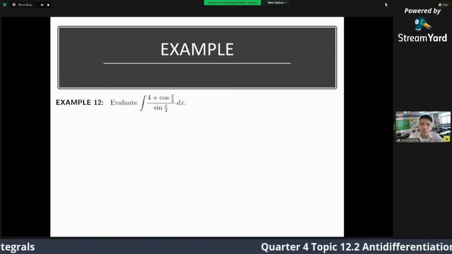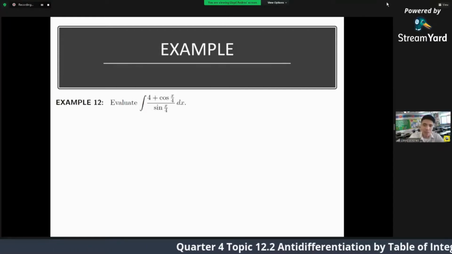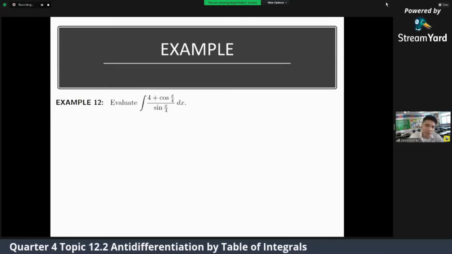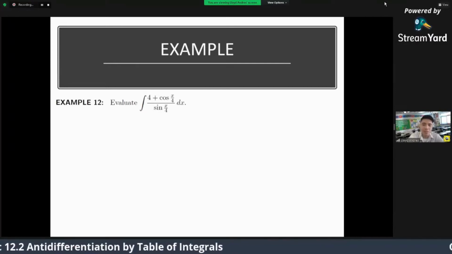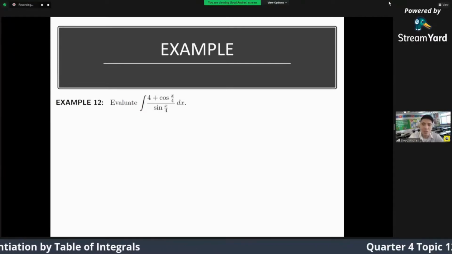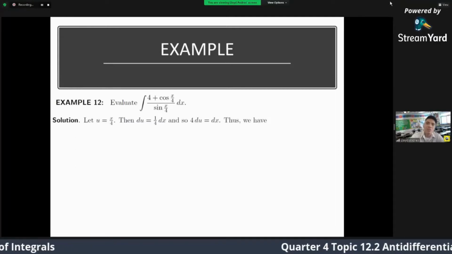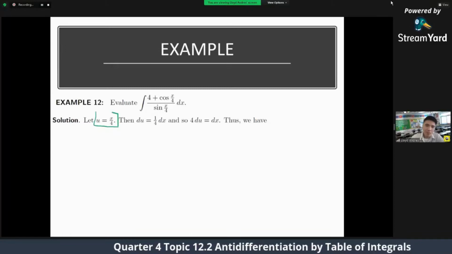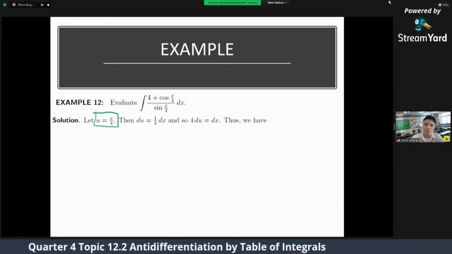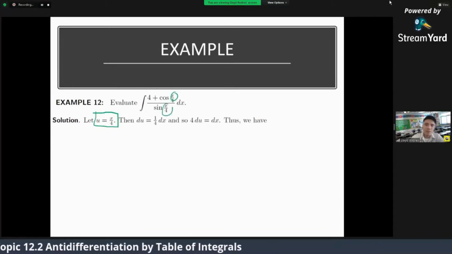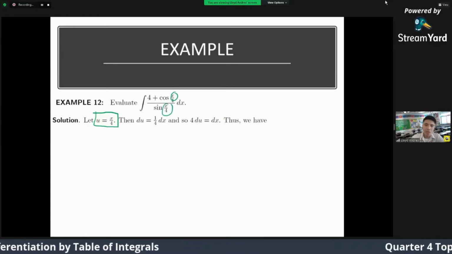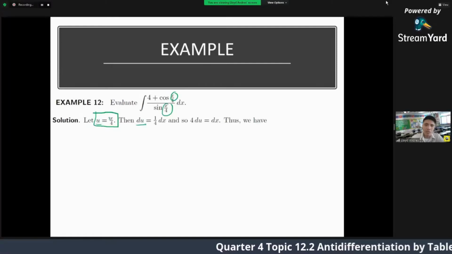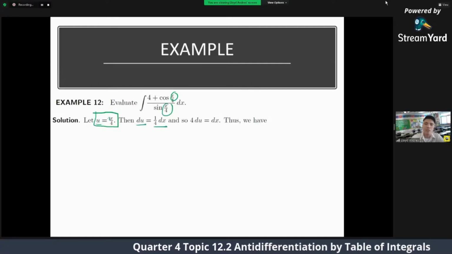So this one is a quotient. How can we solve this? What should we let as u? Again, usually what we let is the angle of the trigonometric function, which is x over 4. Then differentiating this, u becomes du, and this 1/4 x becomes 1/4 dx.